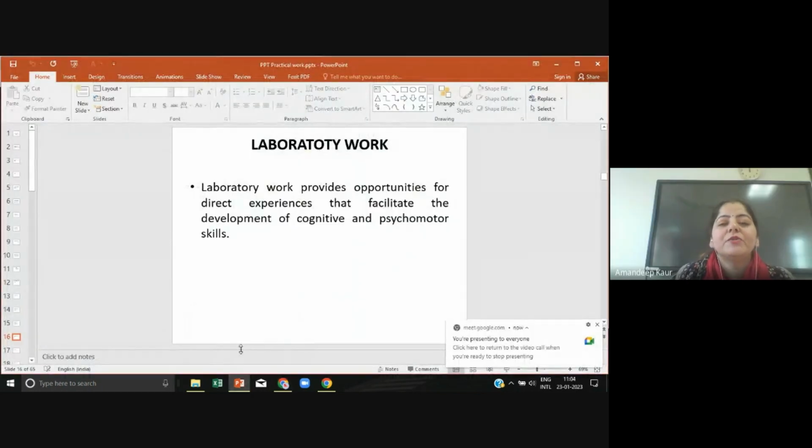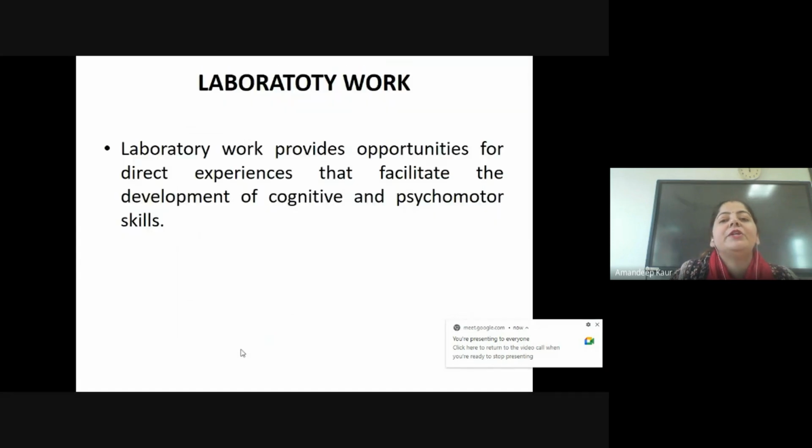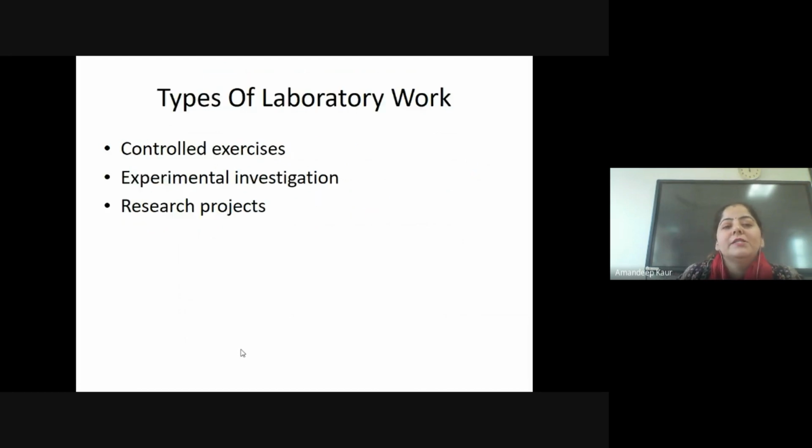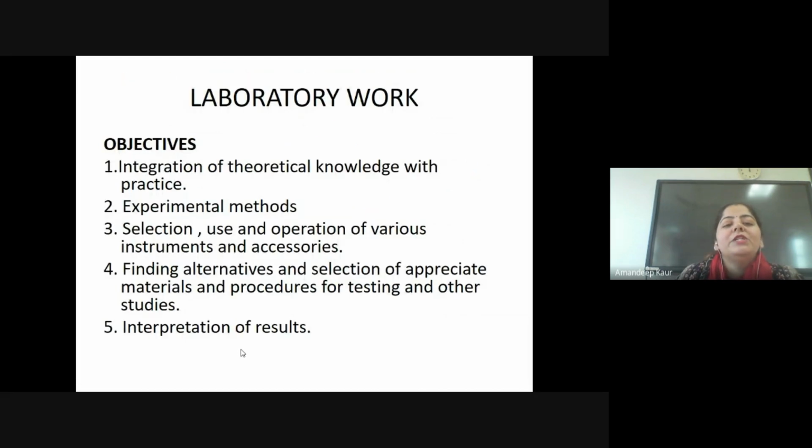So when it comes to laboratory work, it provides opportunity to the student for direct experiences that facilitate not only the development of cognitive ability, but also psychomotor ability. So when we say that in a laboratory environment there is development of cognitive and psychomotor skills, it means the learning outcomes need to be defined by considering these two parameters. Likewise, we need to define the objectives of the laboratory environment.